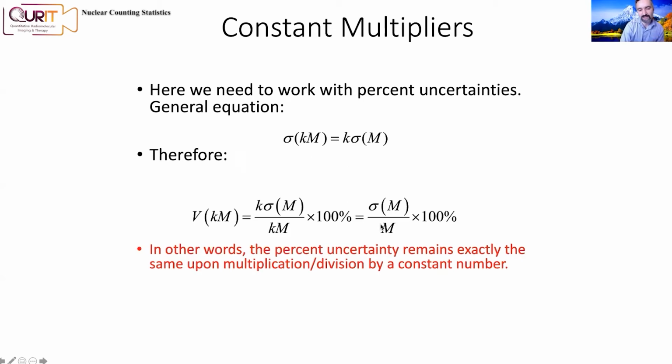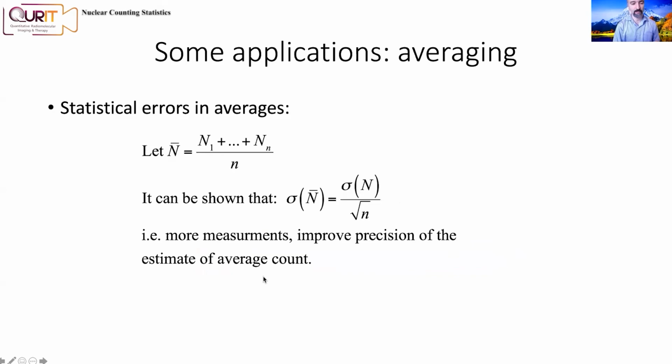The percent error remains the same. You can show it because the standard deviation simply multiplies. So if k is a constant multiplier, a fixed number with zero uncertainty associated with k, let's say you gave me 200 counts, what's that multiplied by 2? An exact 2, not an uncertain 2. If you were counting twice as much, what would you get? Well, it's twice as much in absolute standard deviation, but in percentage, it's the same percent error. So the percent uncertainty remains exactly the same by multiplication or division by a constant number.